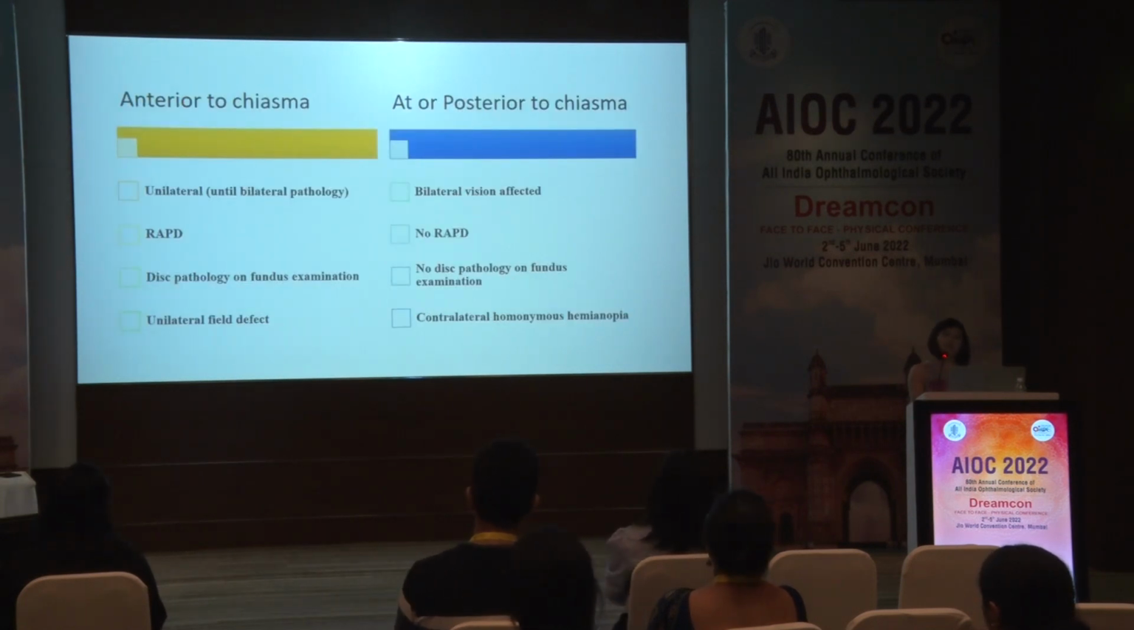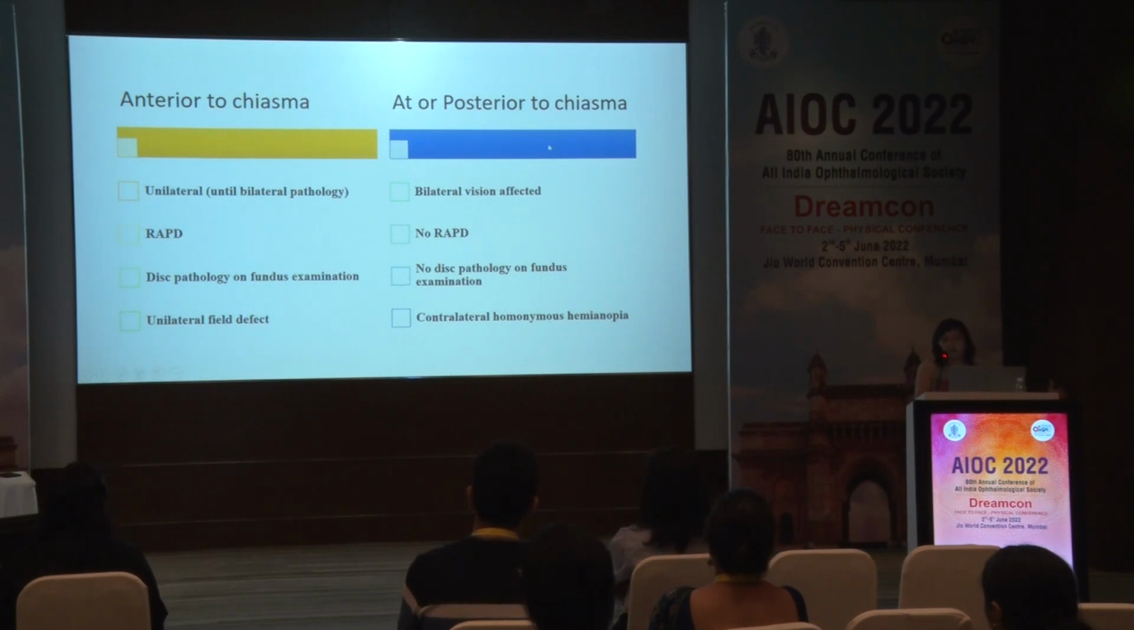So these are the differentiating features between the lesions which are present anterior to the chiasma versus the lesions at or posterior to the chiasma. Anterior to the chiasma, basically it's an optic nerve involvement, so it will usually be unilateral, unless it's a bilateral pathology. There could be an RAPD. You can see disc changes like edema or exudates, and the field defect is unilateral.